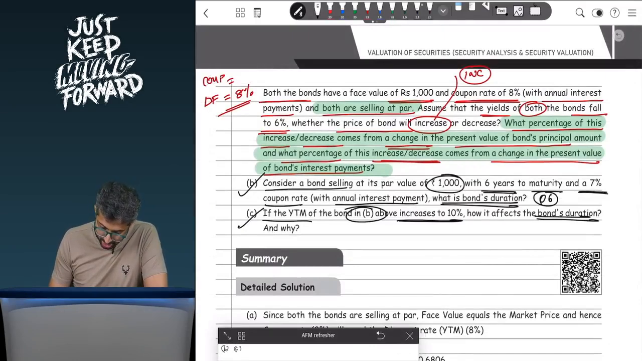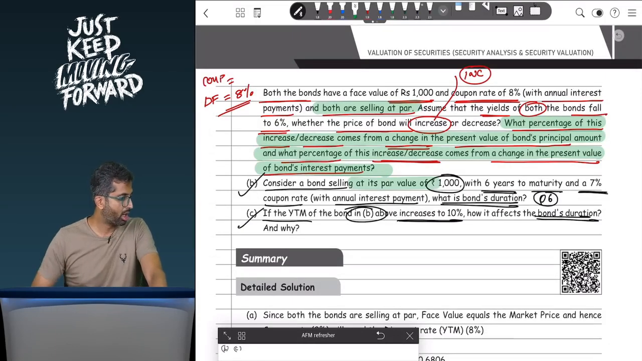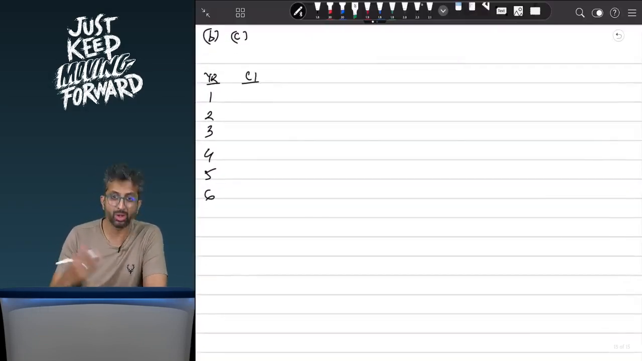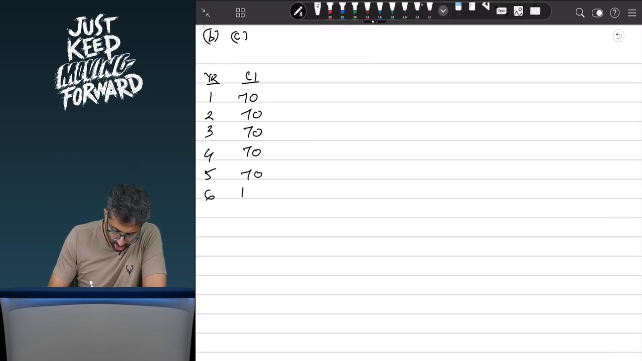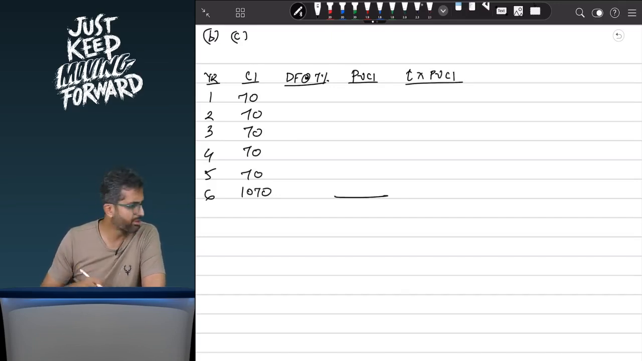Consider a bond selling at par value. Again, the question says, consider a bond selling at par value. So in sub point B, if the bond is selling at par value and the coupon rate is 7%, what must be the discount rate? The discount rate is also 7%. You will try to find the PVCI and then do a T into PVCI working. Are we clear with this?